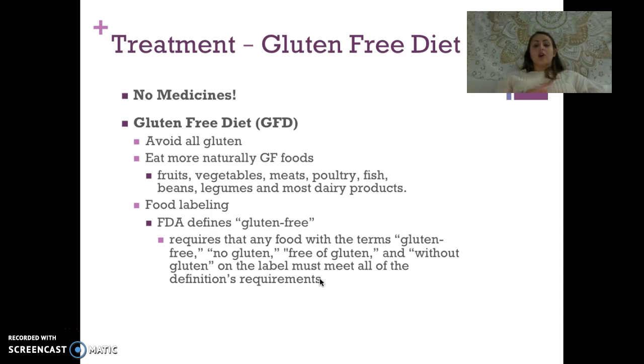Currently, there are no medicines or medications that do treat celiac disease. The primary treatment for celiac disease is adapting a gluten-free diet. This consists of avoiding all gluten, so no grains, no wheats, no pastas, no breads, and eating more naturally gluten-free foods, such as fruit and vegetables, meat, poultry, fish, beans, legumes, and most dairy products are gluten-free.